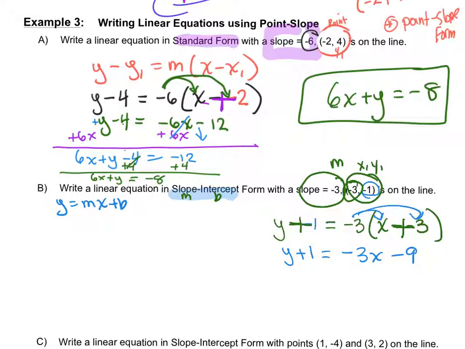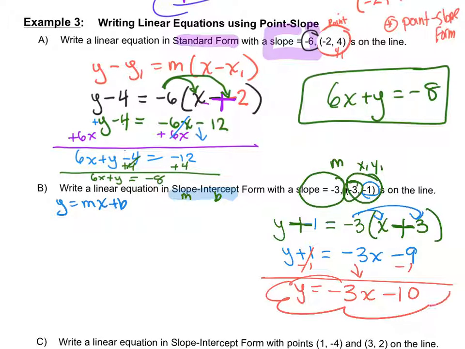In order for it to be in y equals mx plus b, the 1 has to go to the right. y equals mx plus b. And there's your equation in slope-intercept form when you were given a point and a slope so that you could actually use point slope first.